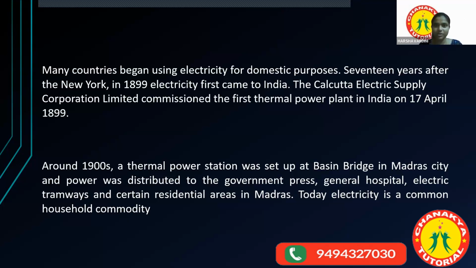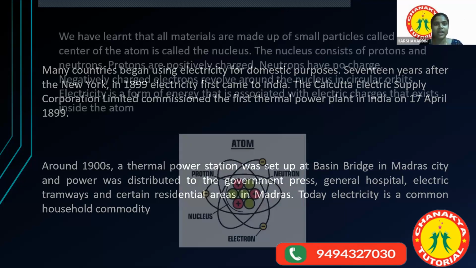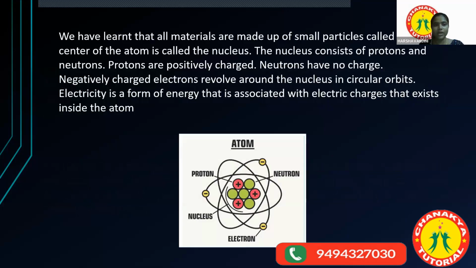So now we will be entering into the chapter. We have all learned that the atom is the building structure of everything in life. Atom is the smallest particle in the world. It can neither be created nor destroyed. You cannot create the atom, you cannot destroy the atom. We have learned that all materials are made up of small particles called atoms. Even we are made up of small particles called atoms, right?